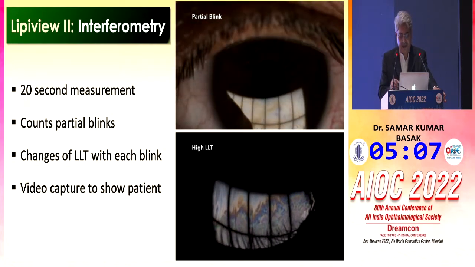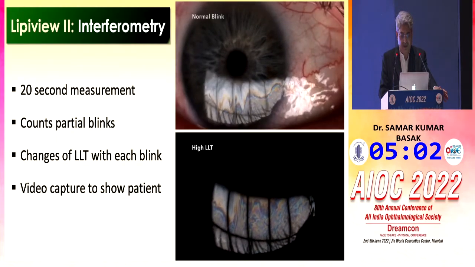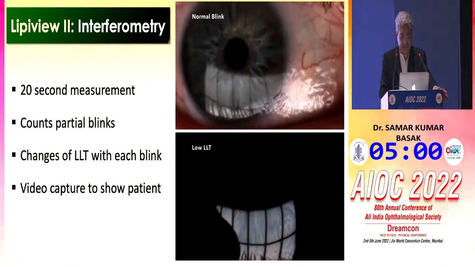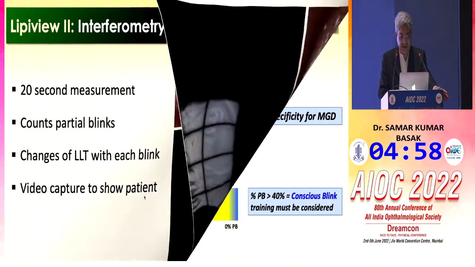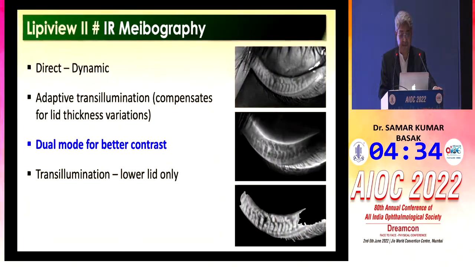The height of the LLT is actually calculated by the software system to know what is going on. As I said, normally it is 60 nanometers or more, and it also gives the partial blink ratio. Normally it is 40% conscious blink, and if it is less than 40%, you have to tell the patient he or she needs conscious blinking training.